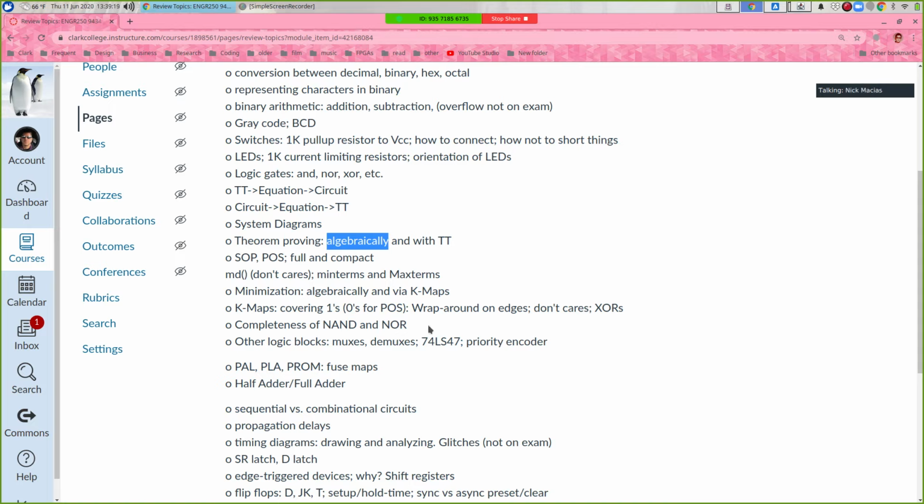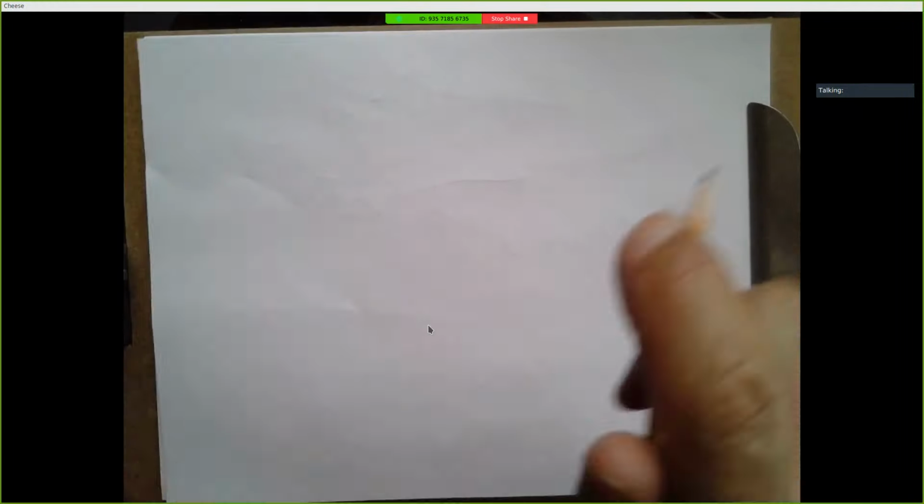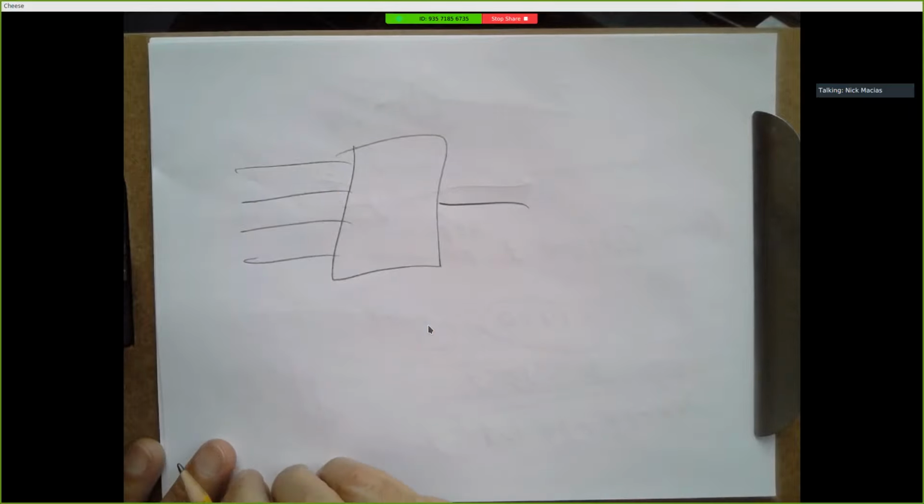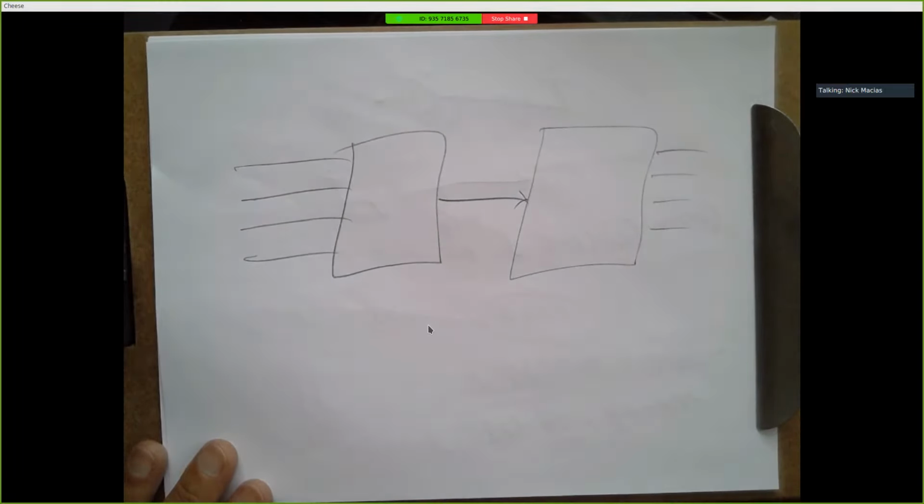NANDs and NORs are computationally complete, so we can build any circuit out of just NANDs or just NORs. And you've done some homework problems on those and so on. Other logic blocks: muxers and demuxers. A mux takes many things and reduces it to one. So a typical multiplexer circuit is something like a series of inputs, and we can choose one of these to be sent to the output. A demuxer takes a single input and farms it out to one of a number of outputs.